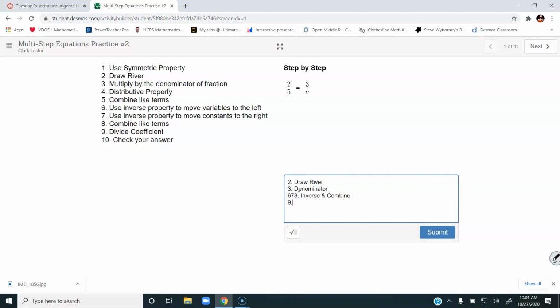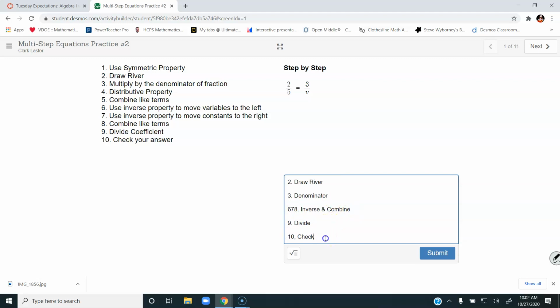And then I'm going to divide, and then I'll check my answer. So that gives me a basic outlook on what I am doing. So drawing the river, that's going to be something I do on my paper, so I won't necessarily be able to show that on the calculator.